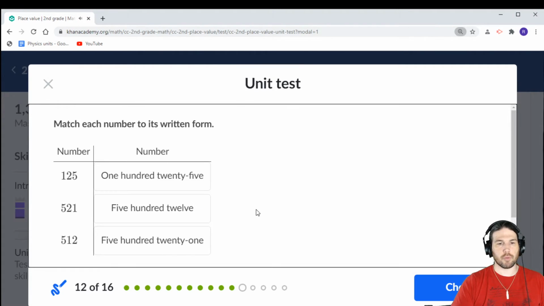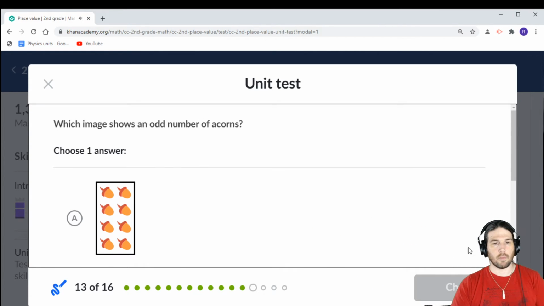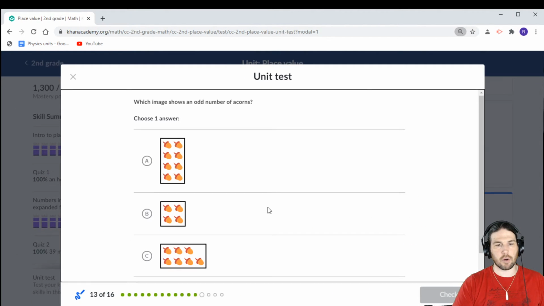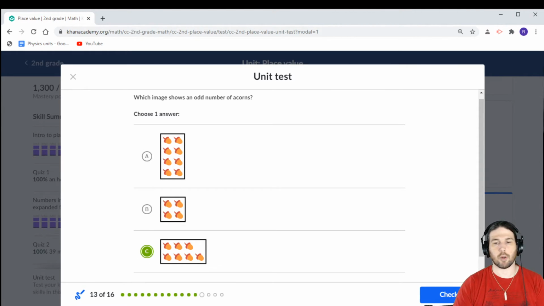Match each number to its written form. Well, it's almost right already. We just need to switch the 512 and the 521. Which image shows an odd number of acorns? Sorry, I have to back up so far, but that's how you can see all the images. Well, C has an odd number of acorns.